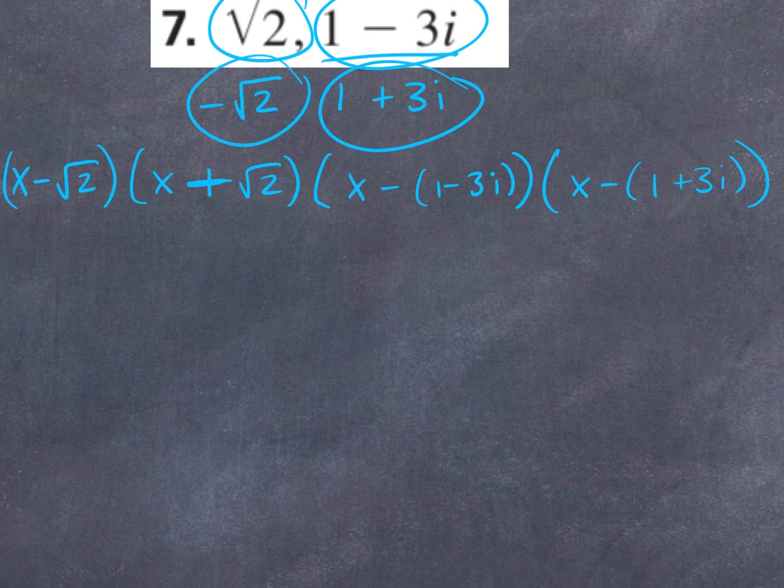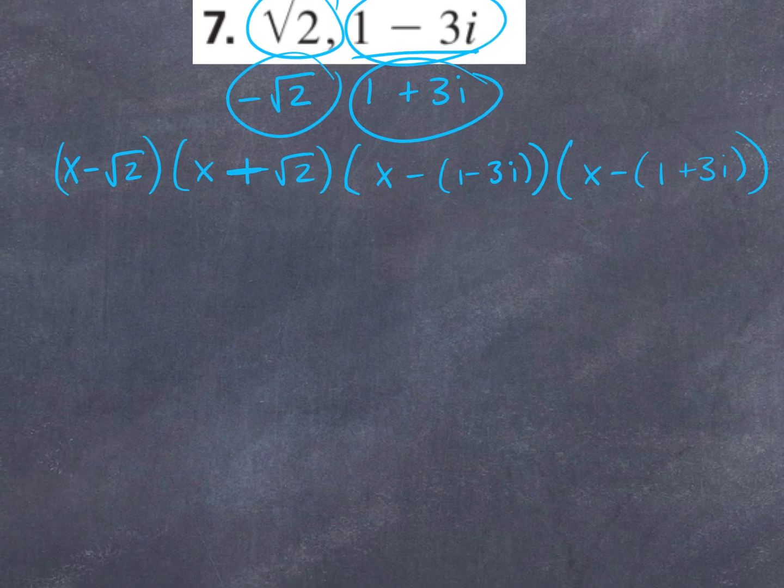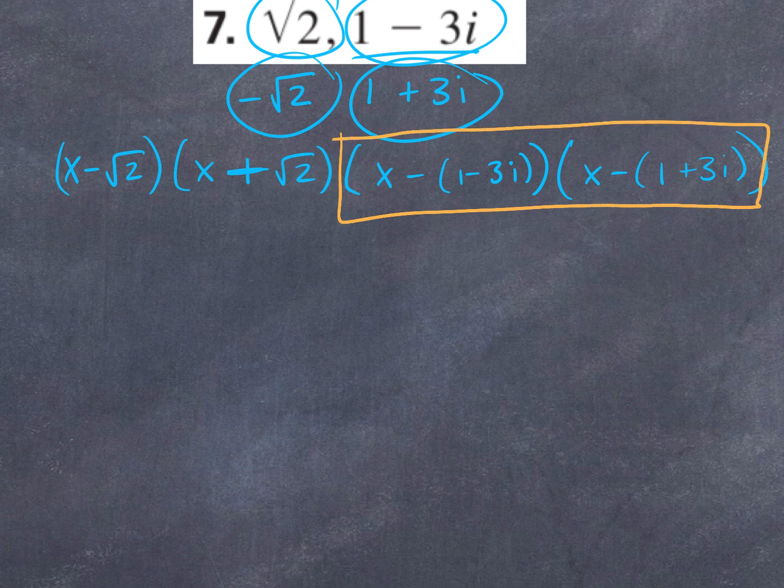Now, what do we want to FOIL out first? The 2 on the right? That's fine. We want to work with our conjugate pairs, but it just so happens here that we have 2 conjugate pairs. So I'm going to multiply these 2 out first, because Tomas said, and then I'm going to multiply these 2 together. Because it'll be easier when we multiply our conjugates. That way we get rid of the square roots and we get rid of the i's.